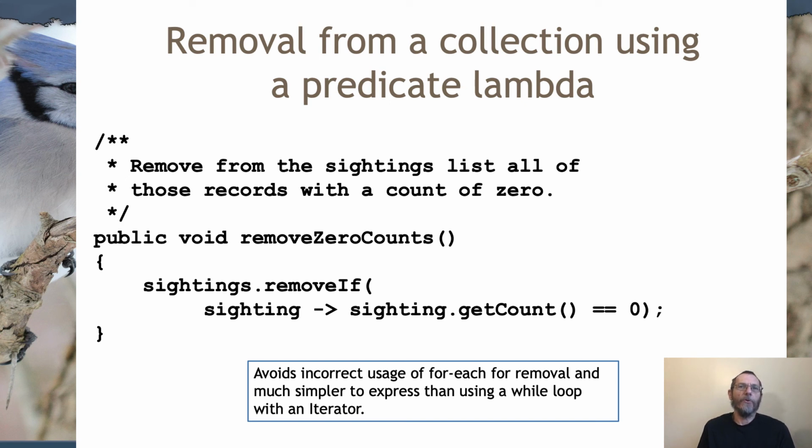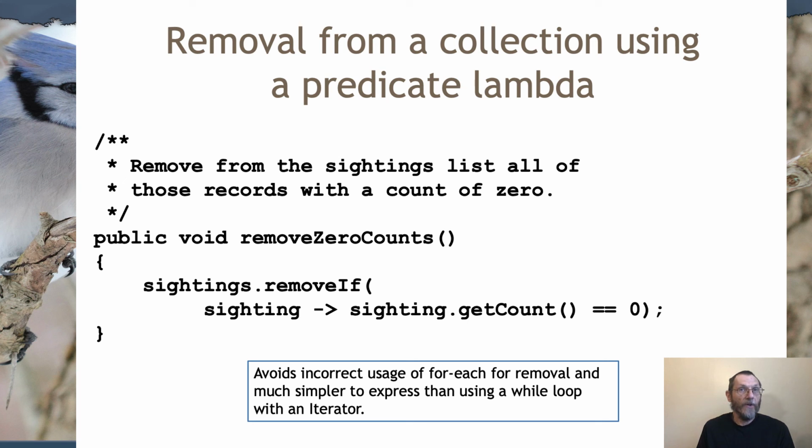But suppose that we want to remove from a collection all items in that collection that match some criterion. Well, the collection actually implements a method called removeIf, and the removeIf method takes a predicate, and we can express in that predicate the conditions under which we want an item to be removed from that collection. So here's the way in which we might remove from the array list of sightings all of those sighting objects whose count is 0. We call removeIf on sightings, and then the predicate that we pass in says if the count for this sighting object is equal to 0, so if that predicate returns true, then that sighting object will be removed from the collection.